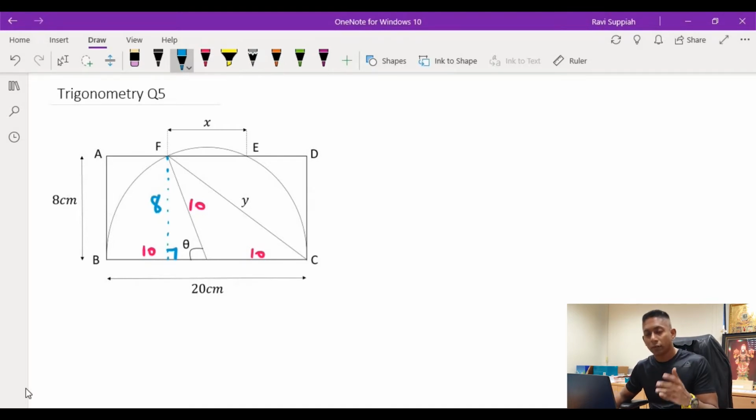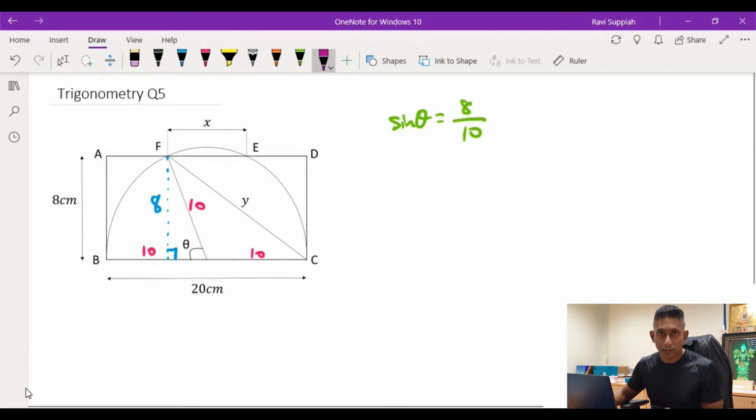Now what can we see here? For this angle theta, 8 is the opposite and 10 is the hypotenuse. So I can say sine of theta is going to be equal to 8 over 10. With that I can find theta to be equal to 53.13 degrees. So that's the first thing that we need to find here.